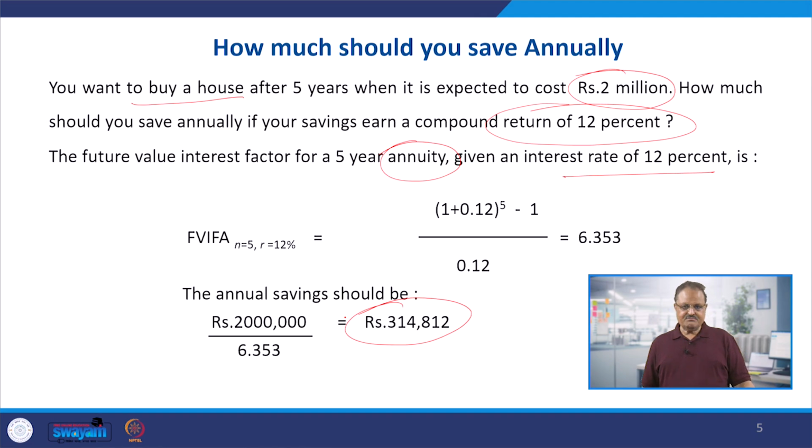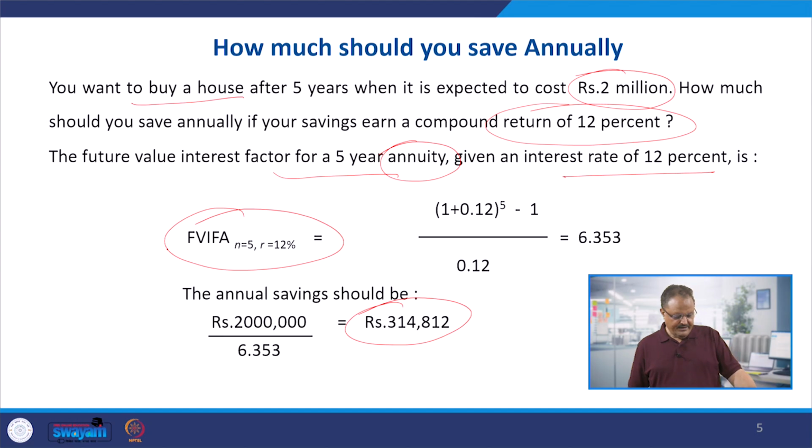You have to find out this value, and this is going to be the annuity figure, the annuity value, because every year you have to save this amount, 3,14,812. So, being an annuity sum, you can use this model: the future value interest factor for annuity, FVIFA.